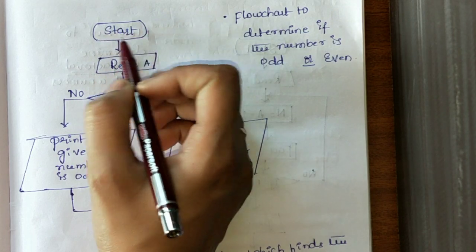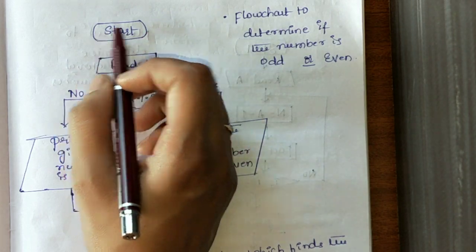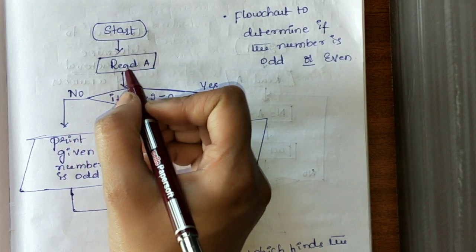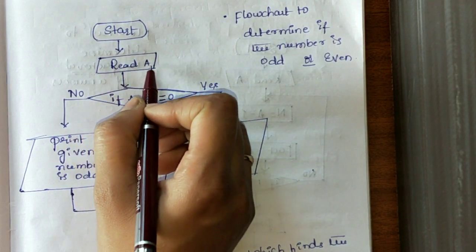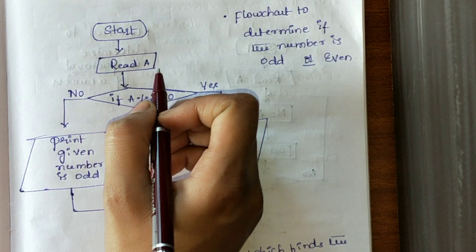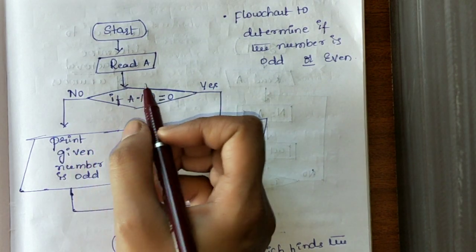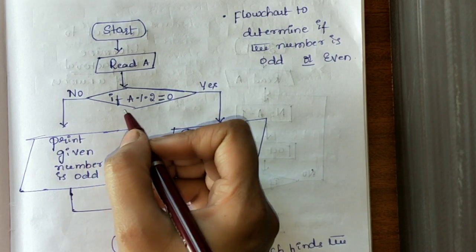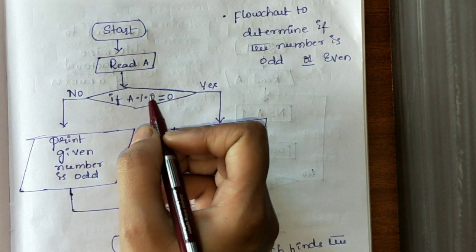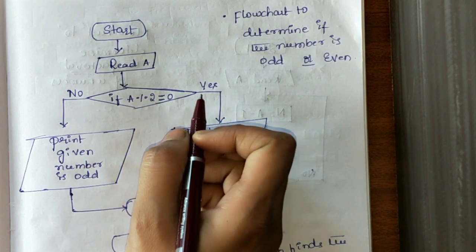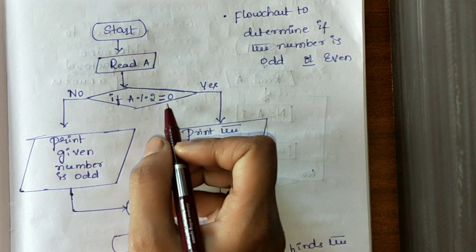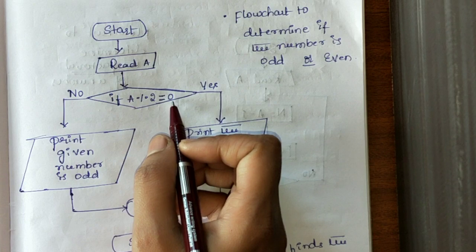This Start I am going to write inside this round-edge rectangle, and after that I am going to read some variable called a, and after reading that variable I am going to check whether that variable a modulo 2 is equal to 0. That is, we check the condition: if a modulo 2 is equal to 0.